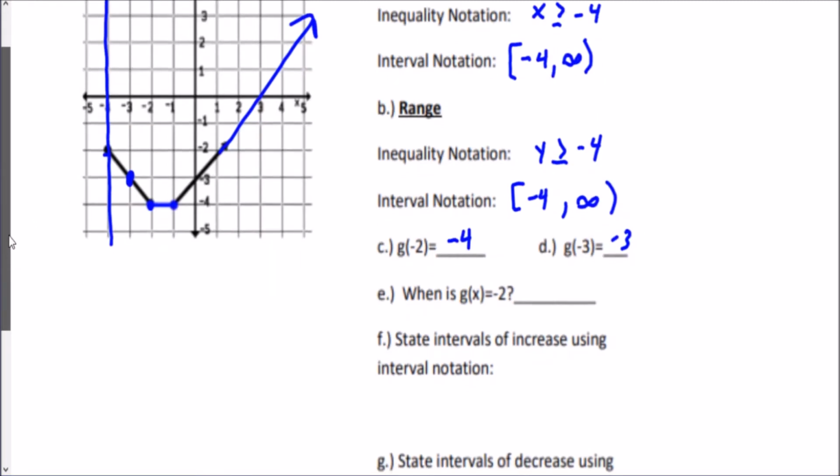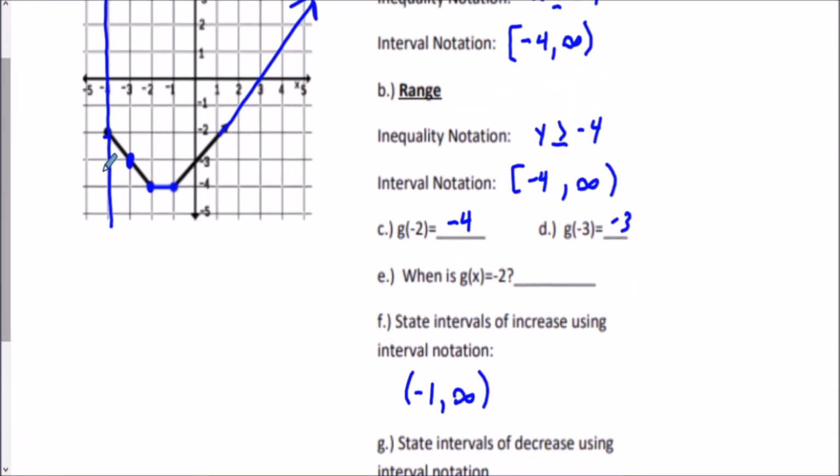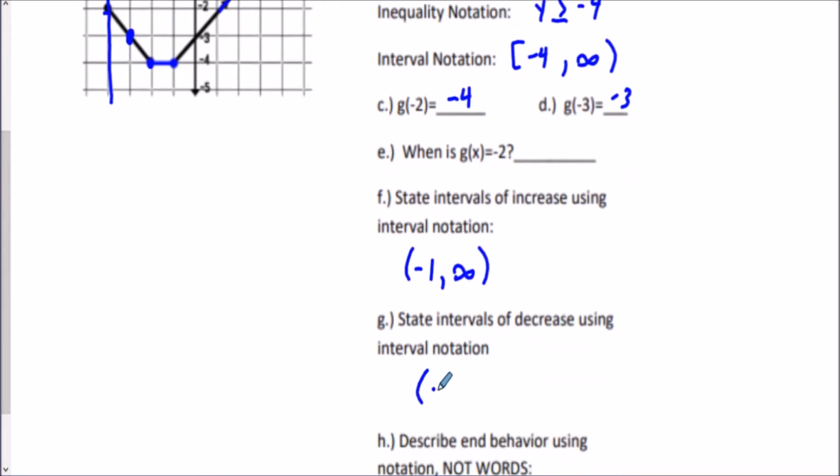Okay, so intervals of increase. This one is increasing right here, right? It starts at this point where x is -1 and it travels as far to the right as you want. So I'm going to say starting at -1 and traveling towards infinity forever. If I'm talking about my interval of decrease, that's only going to be this little section here between -4 and -2. So I'm going to say the decrease is from -4 to -2. Again, smaller number on the left.